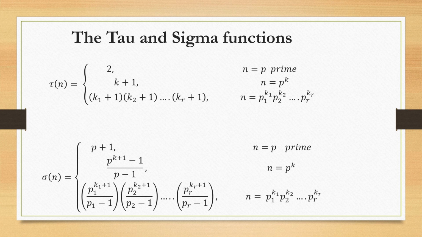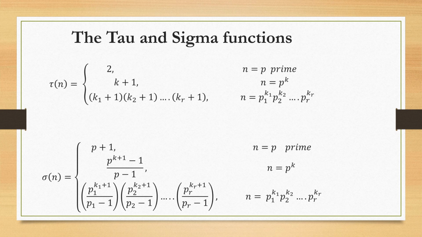And this is another result, p raised to the power of k plus 1 minus 1 upon p minus 1, so n is equal to p raised to the power of k. Now furthermore, n is equal to p1 raised to the power of k1, p2 raised to the power of k2 and so on till pr raised to the power of kr. How can I replace it? p1 raised to the power of k1 plus 1 divided by p1 minus 1, and again p2 raised to the power of k2 plus 1 divided by p2 minus 1, and so on, pr raised to the power of kr plus 1 divided by pr minus 1.